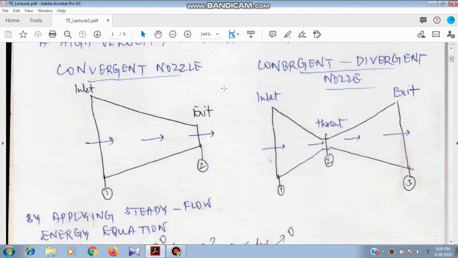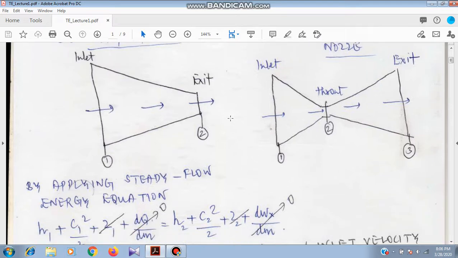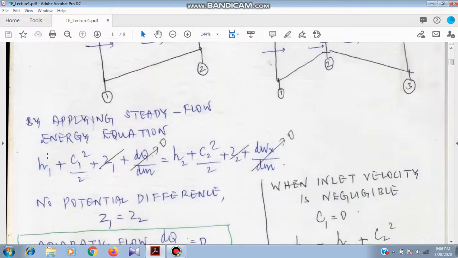So basically there are two types of nozzles, a convergent nozzle, a conical cross section, and a convergent divergent nozzle. The section with minimum area is called the throat of the nozzle. So it is a flow device, and we can apply the fundamental equation, the steady flow energy equation, SFE. So h1 plus c1 square by 2 plus z1 plus dq by dm is h2 plus c2 square by 2 plus z2 plus dwx by dm. 1 is the inlet of the nozzle, 2 is the exit of the nozzle.